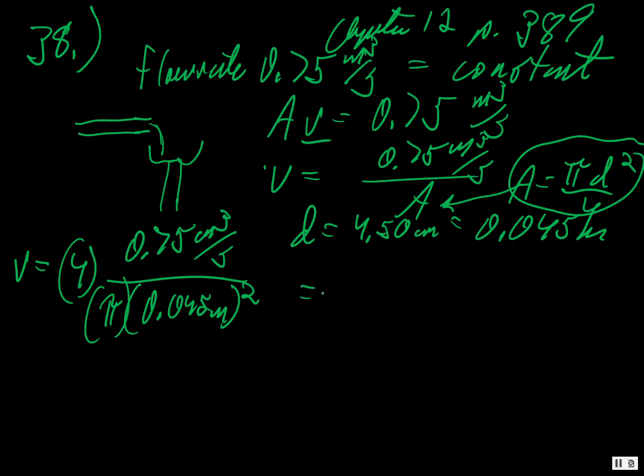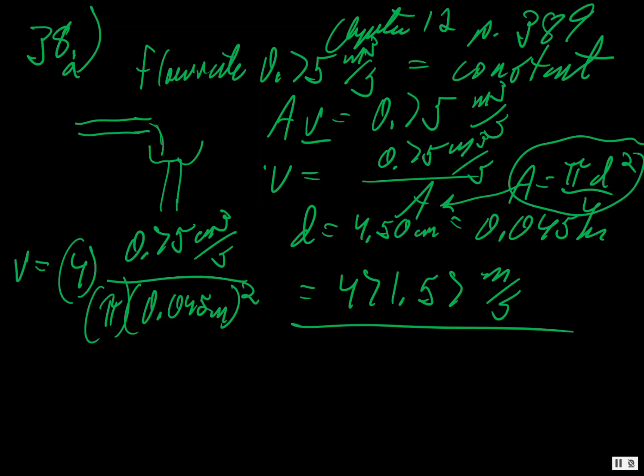Now that's velocity, the speed, and you get 471.57 meters per second. So that is the speed at which it comes out of that diameter pipe. Now, let's look at 38B. That was 38A. Let's do 38B now.